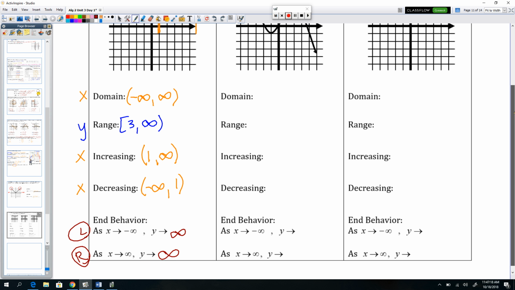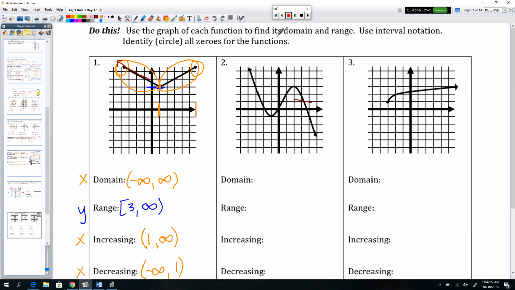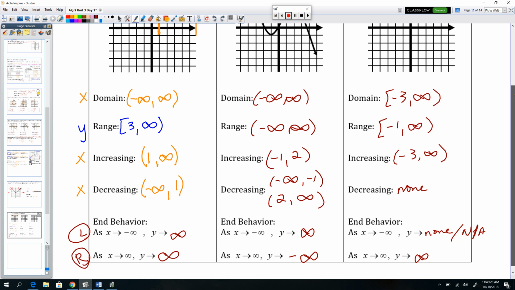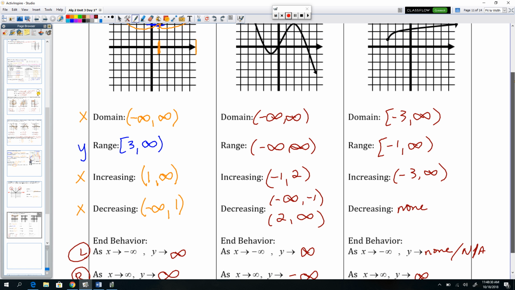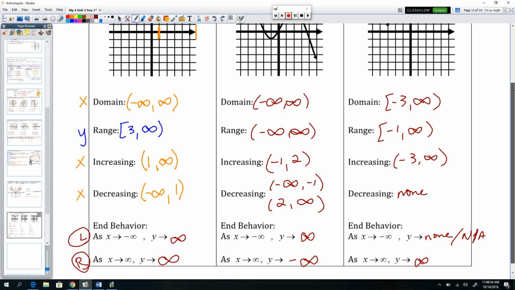Go ahead and pause the video, attempt questions 2 and 3, and then check your answers against what I'm about to put up here. Okay, go ahead and check your answers. If at any point you're taking a look at this and comparing it to your graph and you don't see why you got something wrong, please check with your teacher.